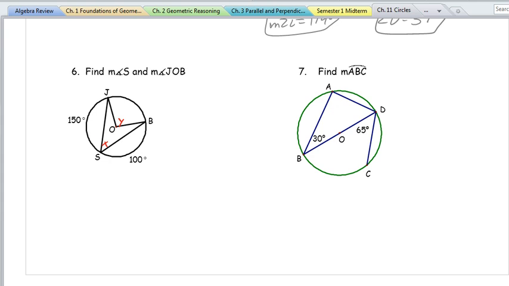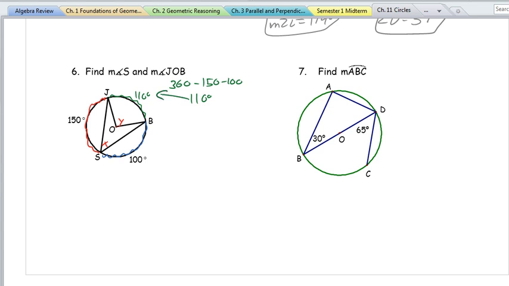Okay, so we know that from J to S is 150. And then from S to B is 100 degrees. So let's do this first and figure out what JB is. Well, we have 360 total degrees in a circle minus 150 minus 100 to get our leftover. Little plus little equals big idea. So we get 360 minus 250, which is going to be 110 degrees left over. So this guy is 110 degrees. So we use that there.